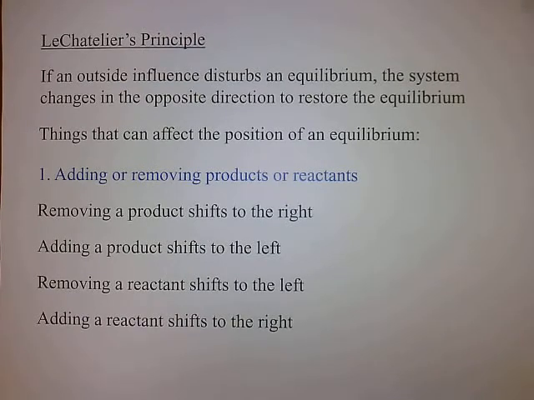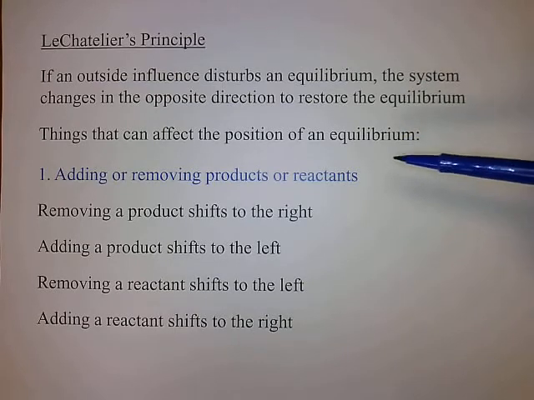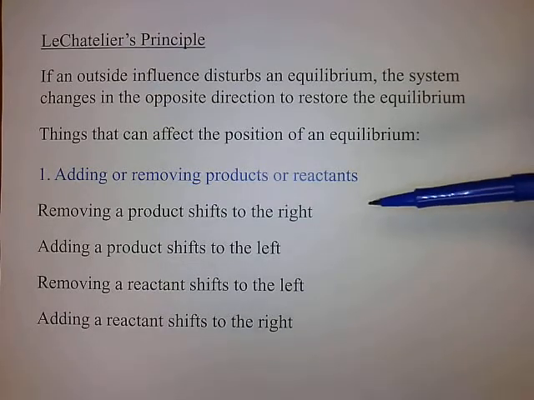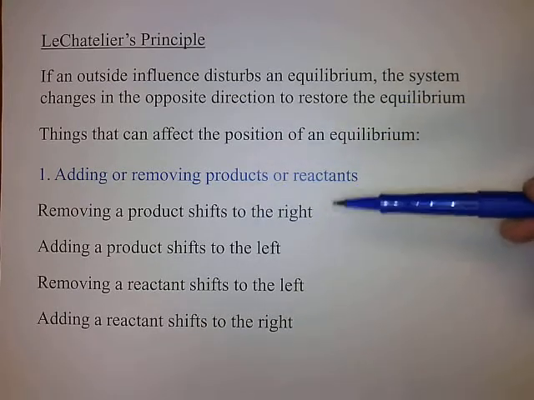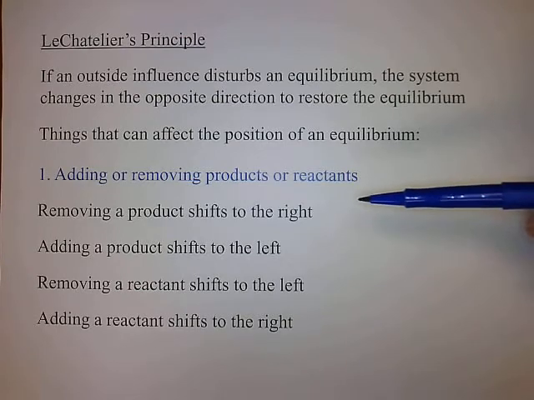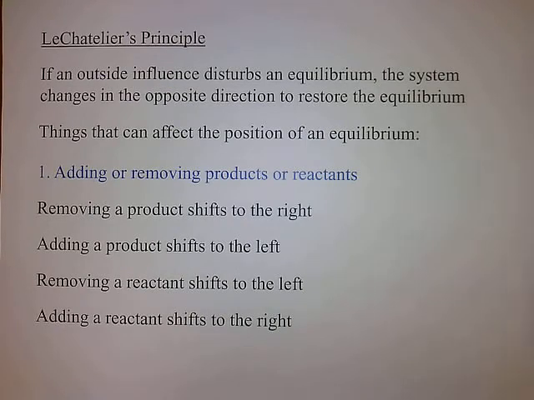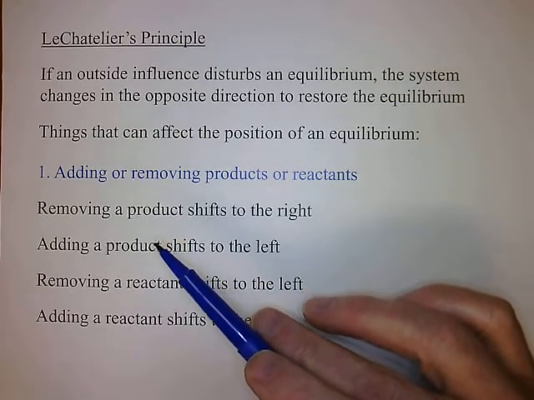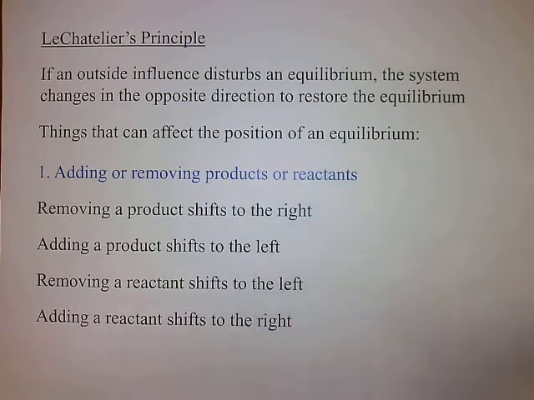Okay, so what sorts of things can affect the position of an equilibrium? First of all, it should be obvious that if you add something or you take something out, it's going to upset the equilibrium. So the first is adding or removing products or reactants. If you remove a product, it's going to shift to the right, because the products are on the right side of the equation. If we take out a product, the reaction is going to want to seek to replace what we've taken out. Well, how can it do that? By a shift to the right.